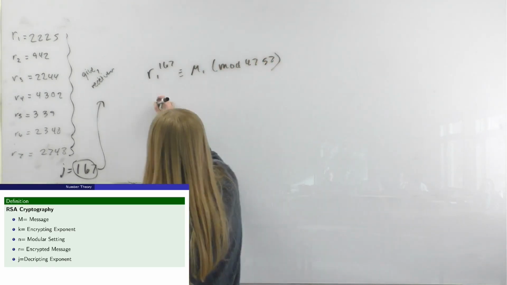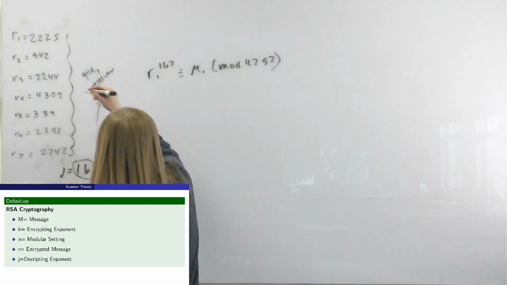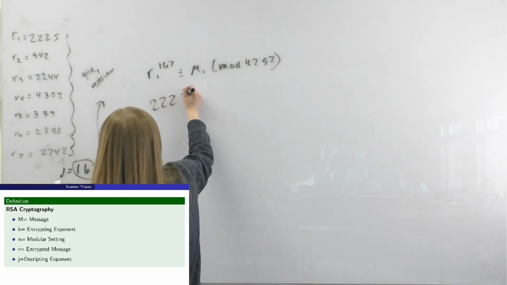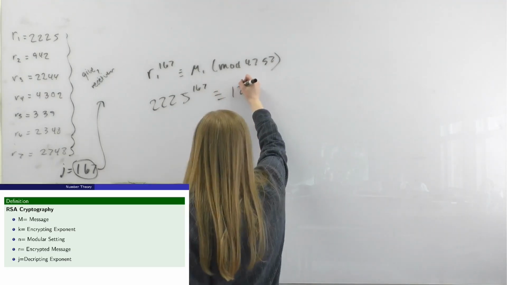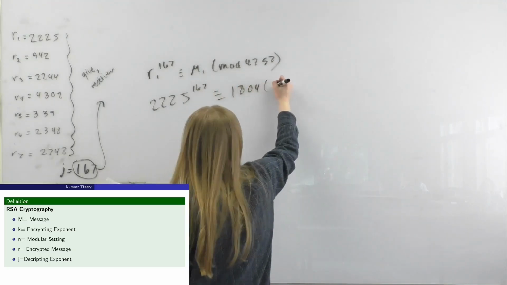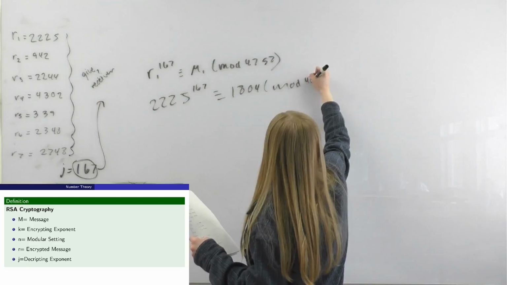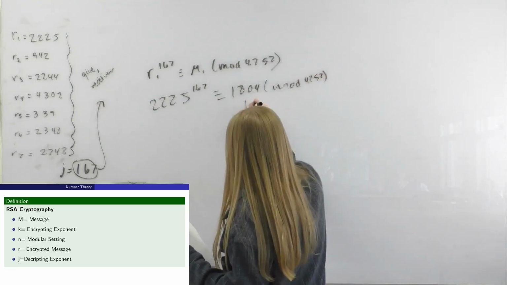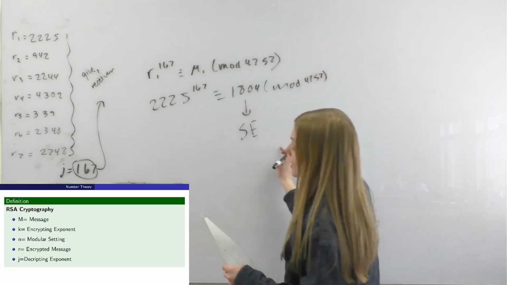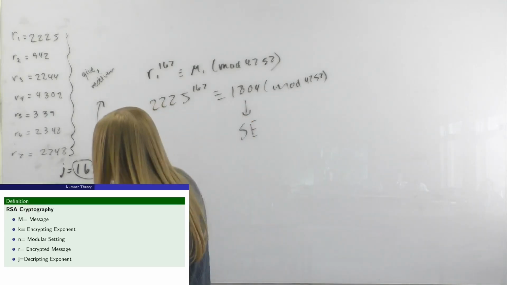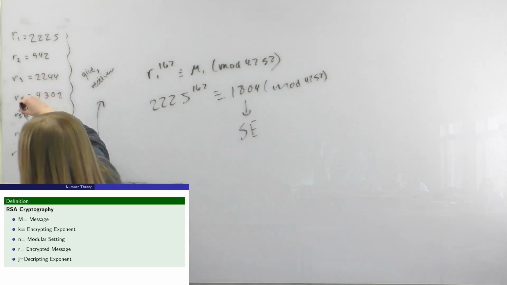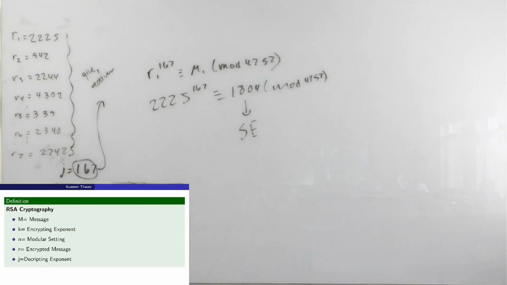4,757, where R1 is 2,255, 167, and this is 1804 mod 4,757. Note that this is the first two letters of our secret message. So we're good there. And it does work for 2 through 7.